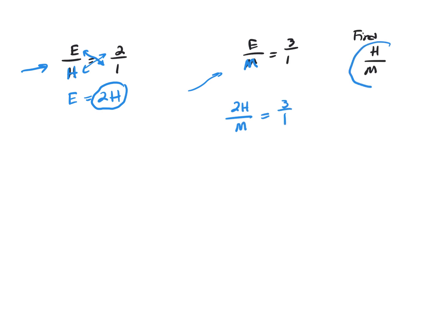So now I have my H and my M. But I need to get rid of that 2 in the numerator. So what I need to do is divide both sides by 2. And those 2's cancel. I'm left with H over M equals 3 to 2. So your answer is B.